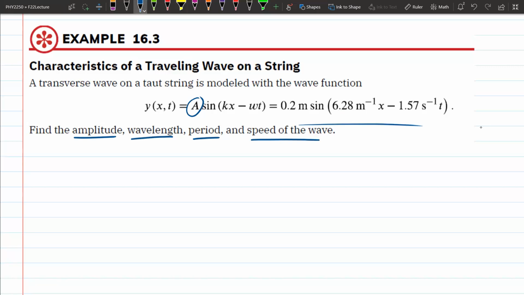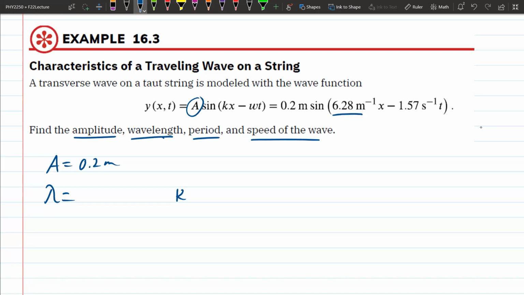Can you guys tell from just staring at this equation? Right, 0.2 meters, exactly. So the amplitude is 0.2, and there's your answer for that. Wavelength is lambda. Is there something on this equation that can tell us what lambda would be? Something up here. What letter would it be? K, the wave number, right? Exactly. The equation doesn't explicitly write what lambda is.